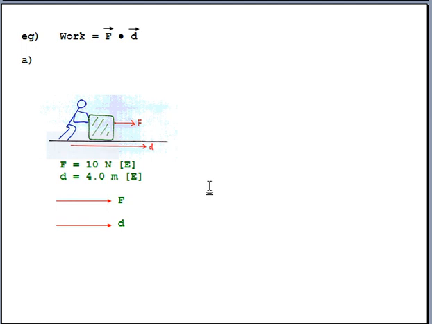Well, the angle between east and east is 0, right? These things are parallel. So the calculation would actually be 10, the size of the force, multiplied by 4, the size of the displacement, multiplied by cosine of 0, because these things are parallel. And cosine of 0 is 1, so we get 40 joules.